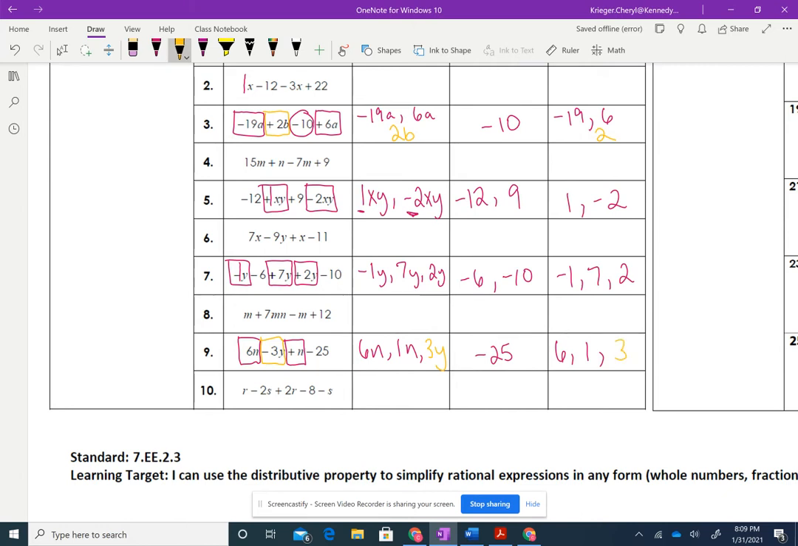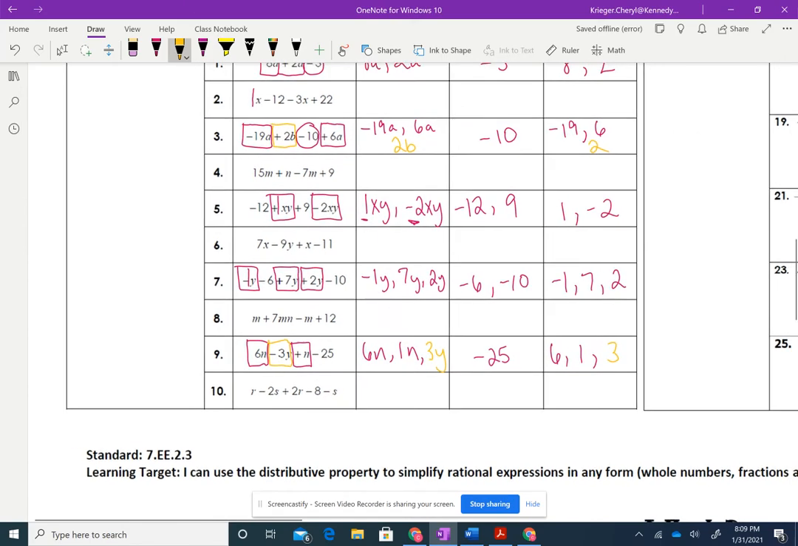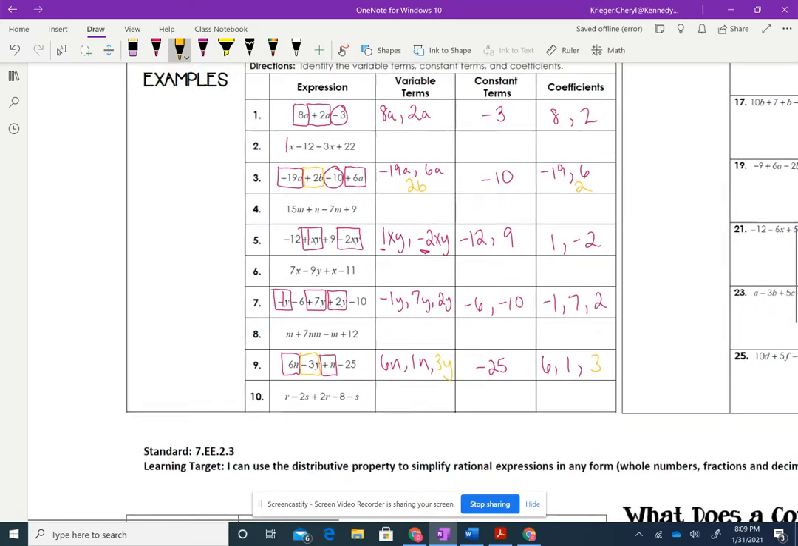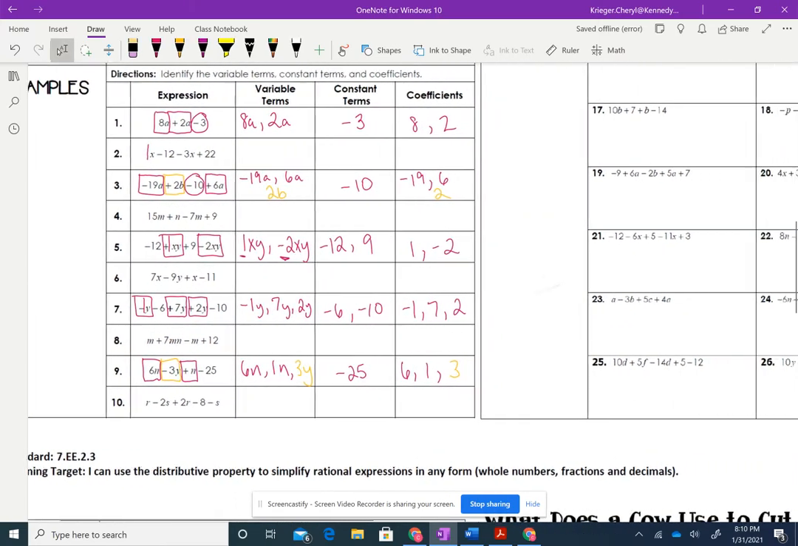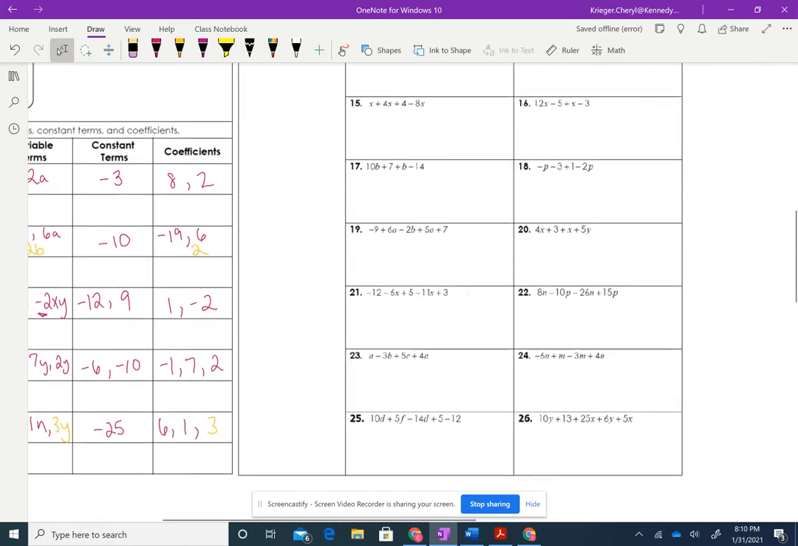Okay, so if you need to pause the video to do number 2, 4, 6, 8, and 10, please do so. Otherwise, you can keep watching the video and come back to it later.